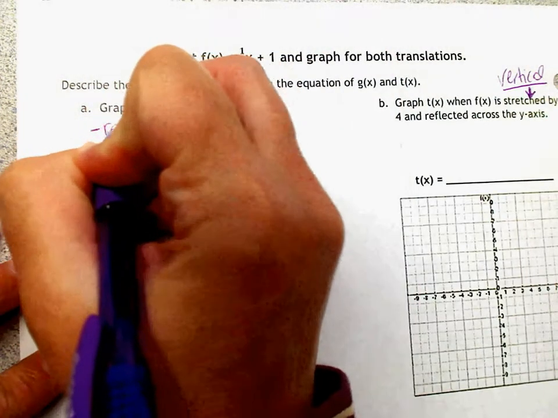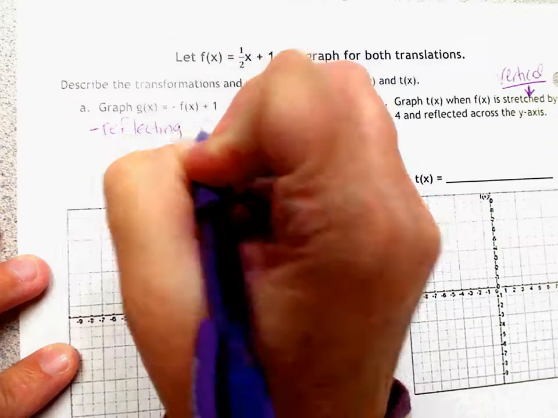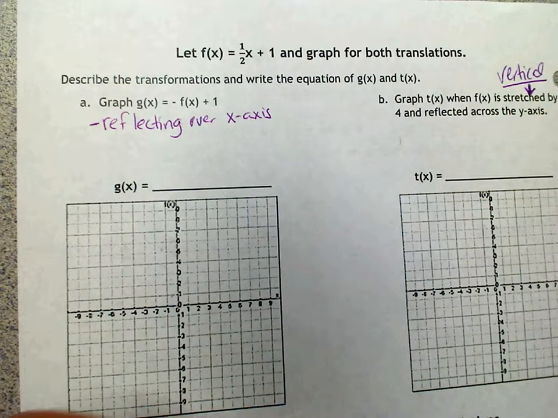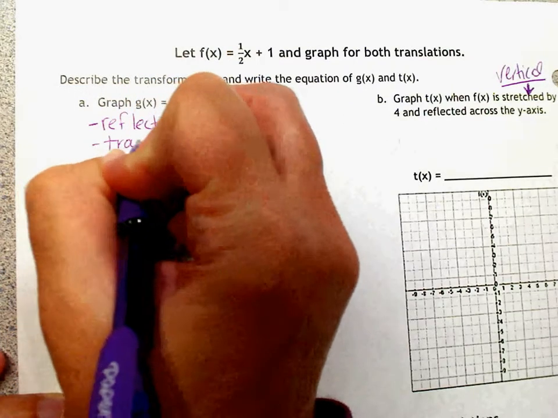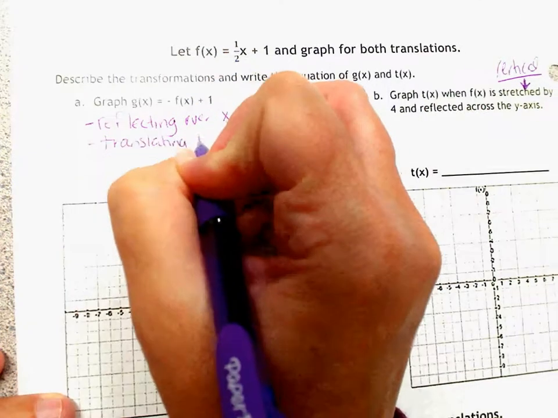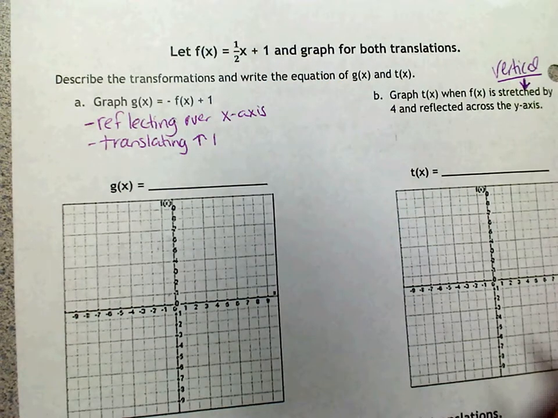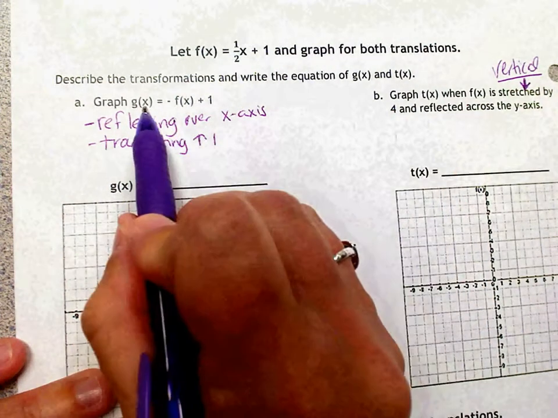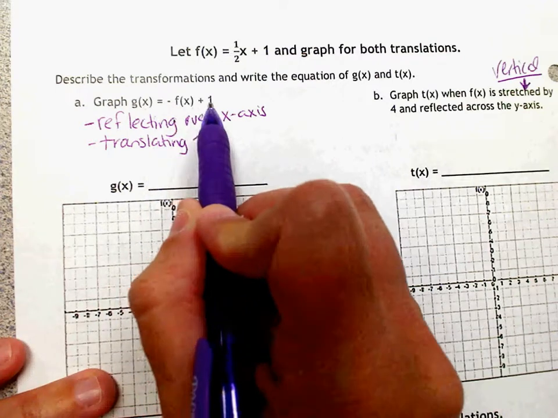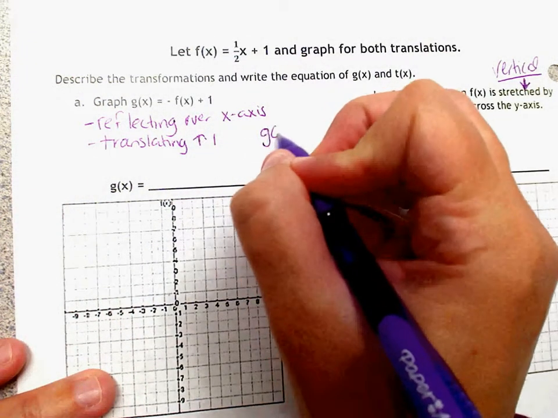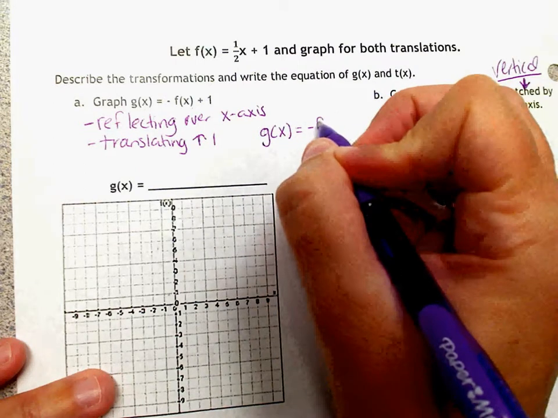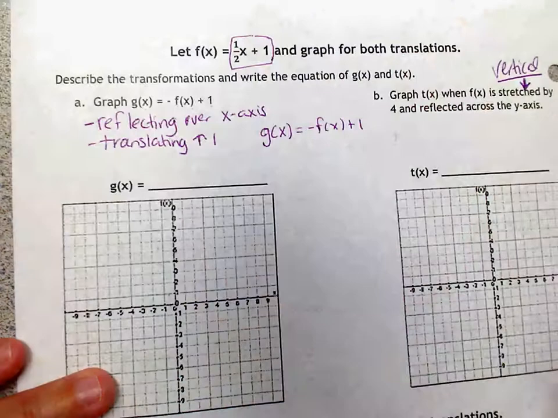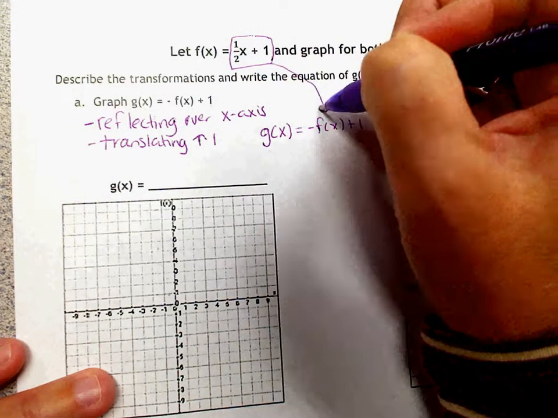Good. Reflecting over the x-axis because the negative's on the outside, and we're translating up 1. Okay? So to write g of x, we're going to have negative f of x plus 1. So I'm going to put g of x here equals, I'm going to rewrite this, negative f of x plus 1. Well, this is f of x. So that is going to plug into that spot that's right here.